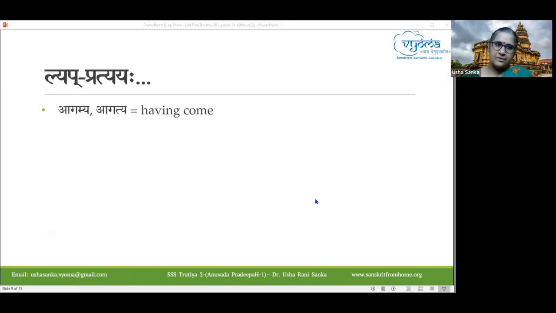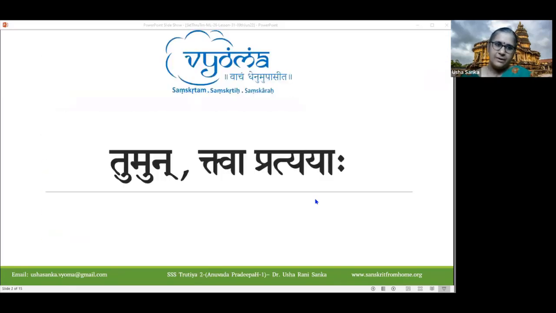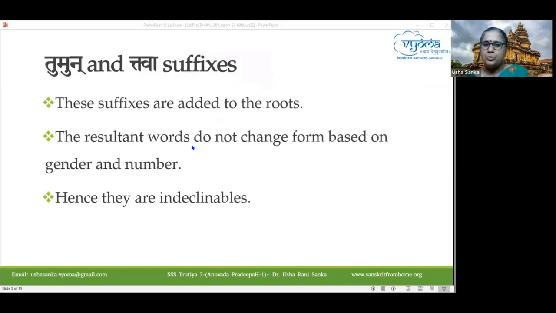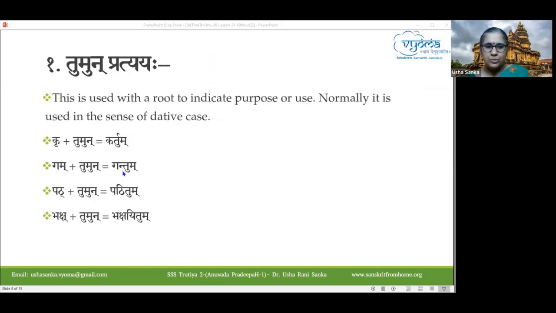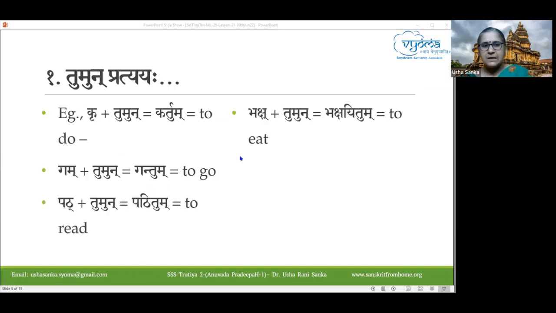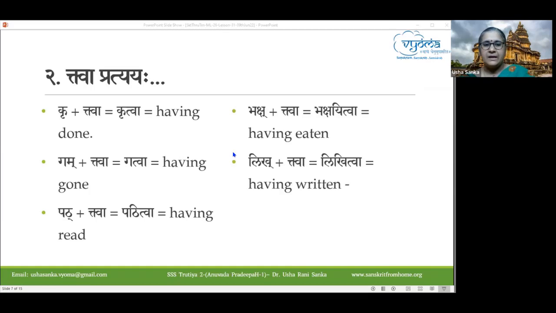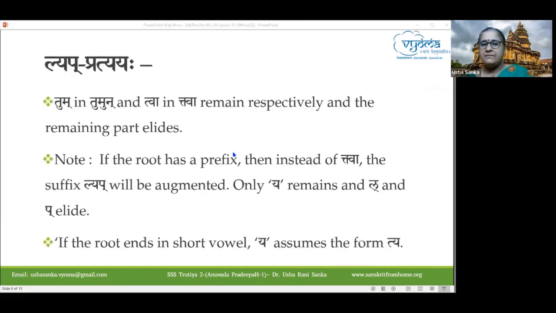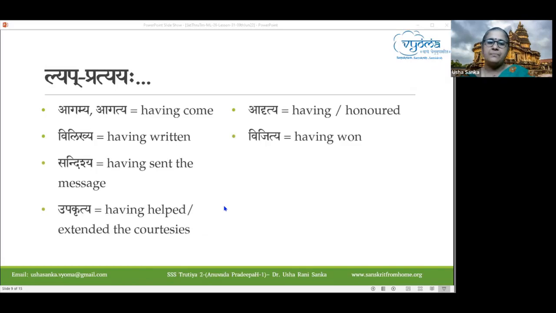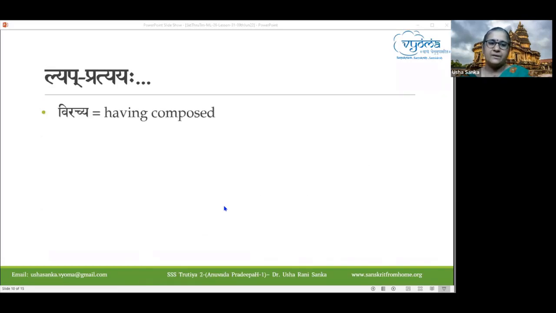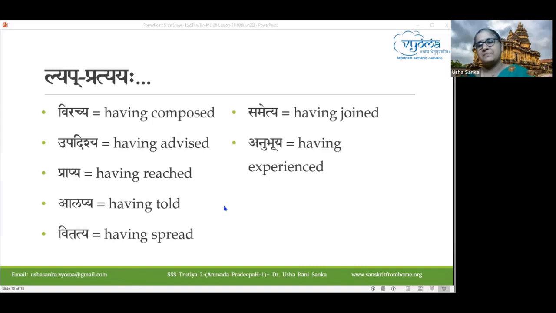So let me just do a small revision. What exactly we covered today was the tumun and the twa. We completed the tumun and we observed the forms, the changes. And then we discussed the meaning, how to put the meaning and all. Then we came to this twa pratyaya and we discussed this meaning also. Then we discussed lya pratyaya and a small rule, like at the end of the short vowel and all. With upasargas, these will come. So this is all we discussed today. So you can practice some of these things. Okay.